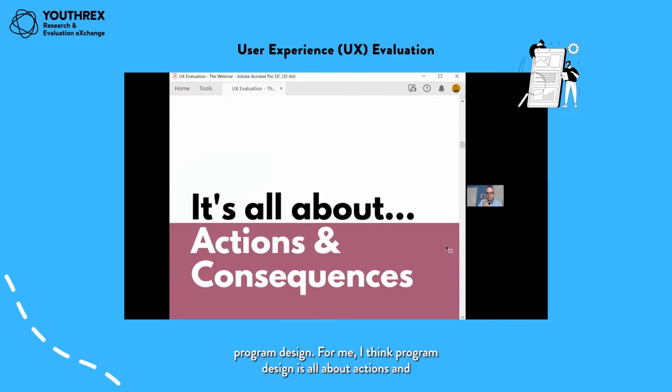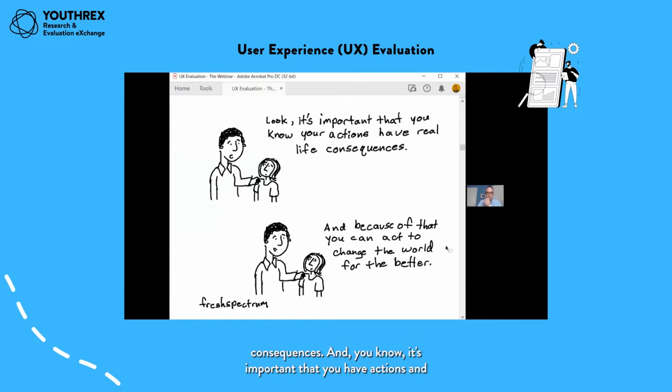For me, program design is all about actions and consequences. So we talk about outputs and outcomes and activities and inputs and all sorts of other things. But when you really try to break it down to its most basic level, we're talking about actions and consequences. It's important that you have them because that's what allows us to do something to cause something else to happen, to have some kind of consequence, some kind of outcome or impact. So having an action leads to some kind of consequence.